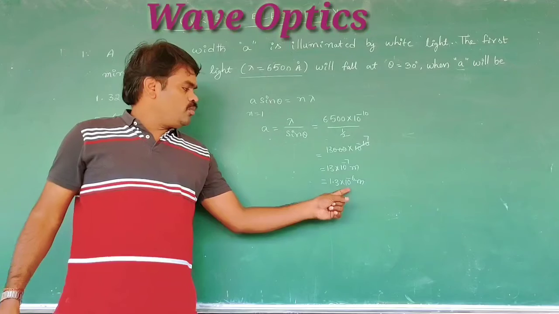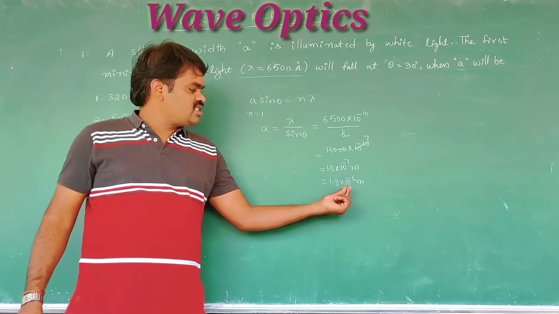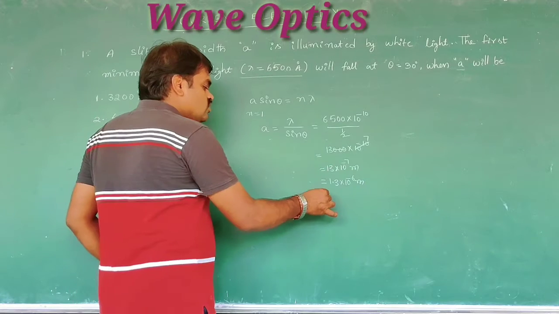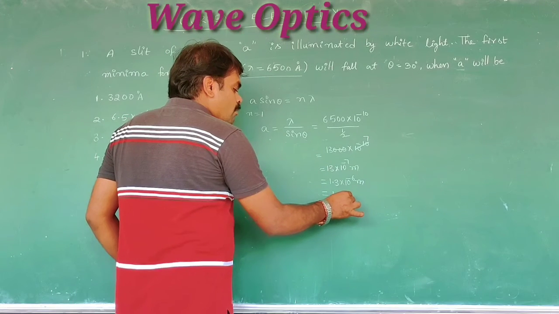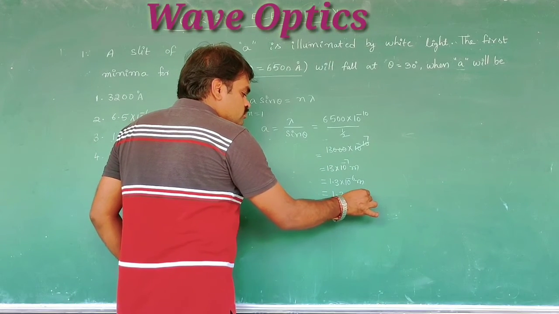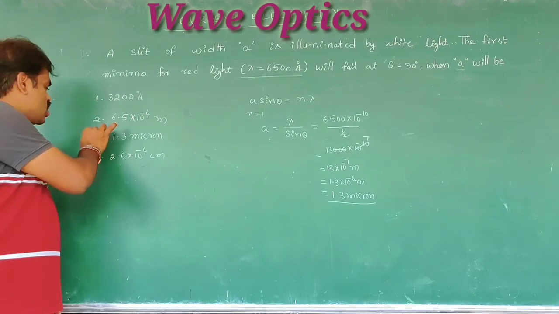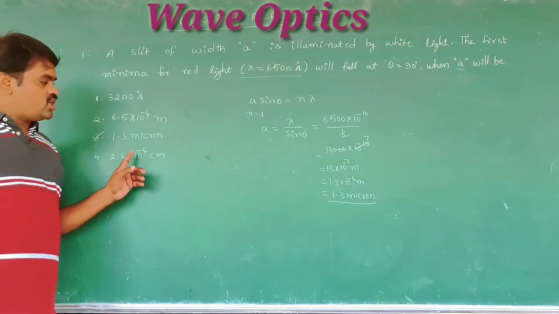Then 10 to the power of minus 6 meter is a micrometer, so it can be written simply as 1.3 micron. The third option is the correct answer.